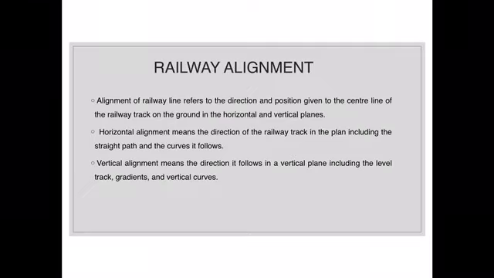That can be in the horizontal or in the vertical plane. Mainly the alignment includes two alignments: the first is the horizontal alignment and the second is the vertical alignment. The horizontal alignment gives you the direction of the railway track in the plane, which includes the straight part and also the curve it follows. Whereas the vertical alignment shows how the railway will run with respect to the vertical plane, which includes the level track, the gradients provided, and also the vertical curves.